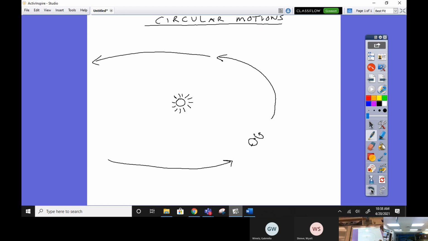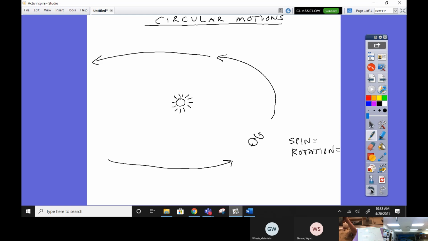So let's go ahead and label that. The spin of the Earth is properly called, we've already been using the word, it's properly called the rotation. And how long does Earth's rotation take? How long does it take us to spin around one time?